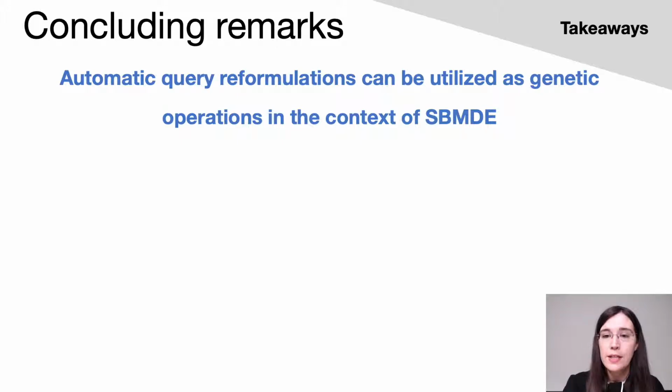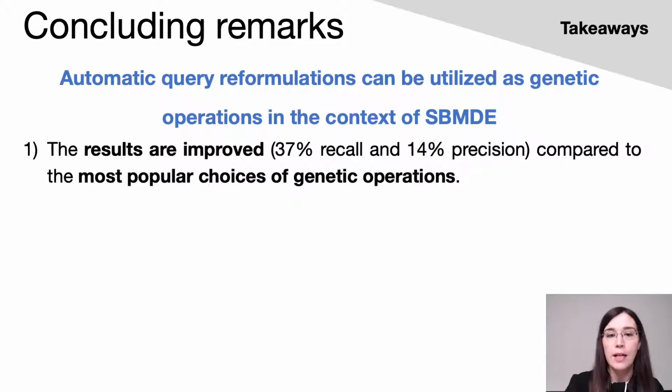To conclude, it is important to highlight that automatic query reformulations can be utilized as genetic operations in the context of search-based model-driven engineering. Specifically, we claim that the results are improved compared to the most popular choices of genetic operations. This is relevant for the search-based model-driven engineering community, since feature location is an essential task for software maintenance and evolution.